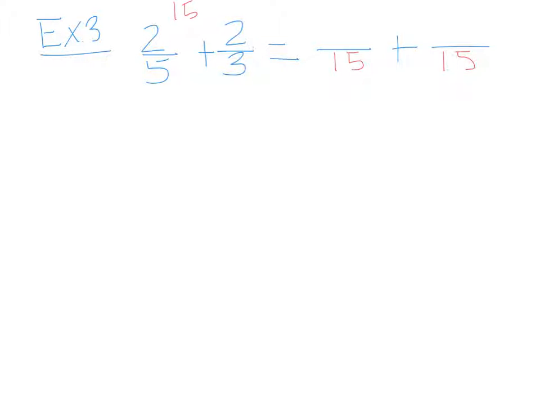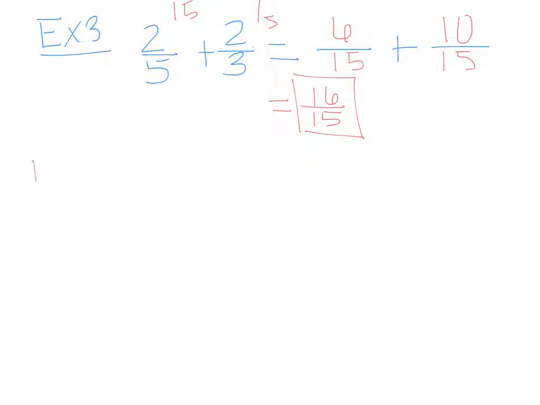5 will go into 15 3 times, and then with that 3, we multiply it by the numerator. So 3 times 2 is 6. And then we do the same thing with the second fraction. I have 3 will go into 15 5 times. 5 times 2 is 10. And then from here, we add like terms. So 6 plus 10 is 16 over 15. And that's how we get our answer.